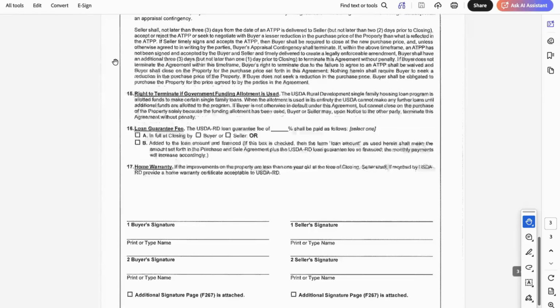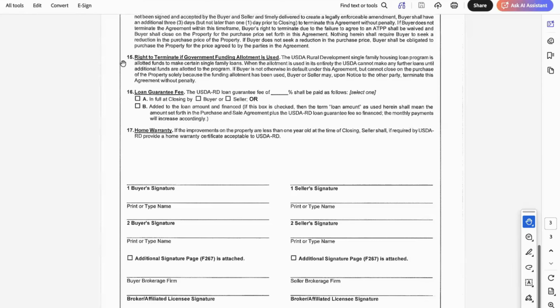15, right to terminate if government funding allotment is used. The USDA loans are federally funded. If funding runs out, buyer or seller may terminate, no penalty, earnest money refunded. This protects both parties from federal funding shutdowns.